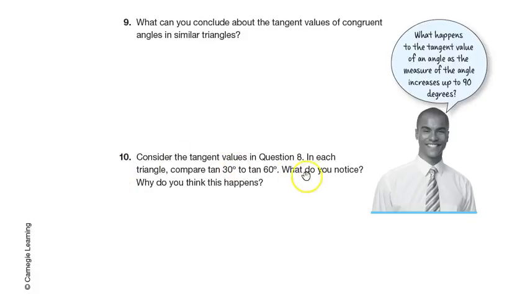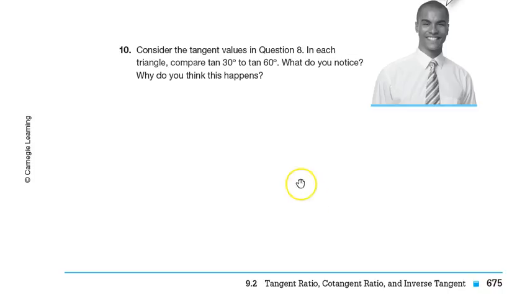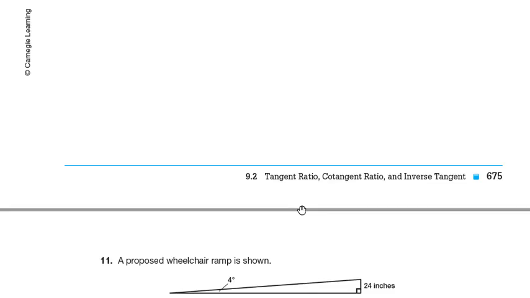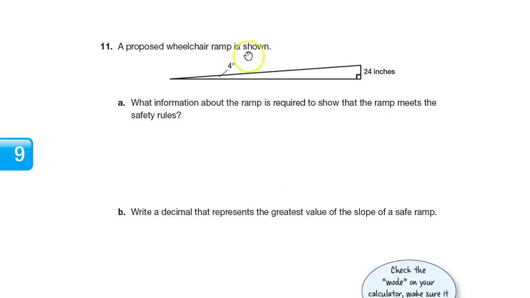So consider the tangent values in question 8. In each triangle, compare tangent 30 to tangent 60. You should notice something about that and see why you think that happens. Okay, so here we're going to take a look at this wheelchair ramp.